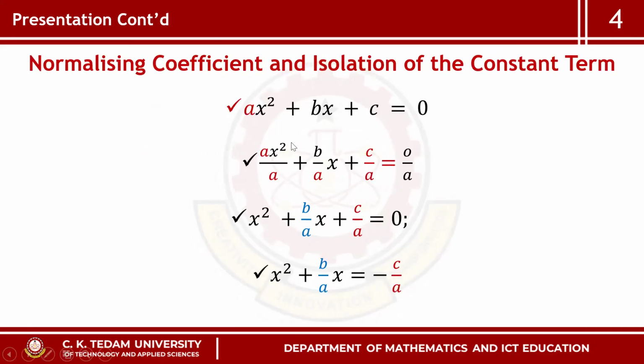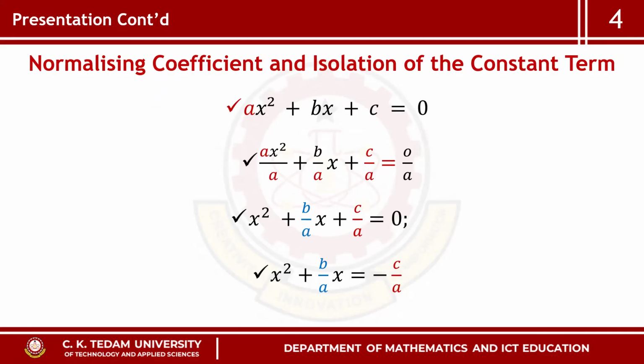Good. So we see our quadratic equation, ax squared plus bx plus c is equal to 0. Our quadratic equation, don't forget. So we are going to normalize the coefficient of the quadratic x, and we'll be isolating the constant term to the other side of the equation.